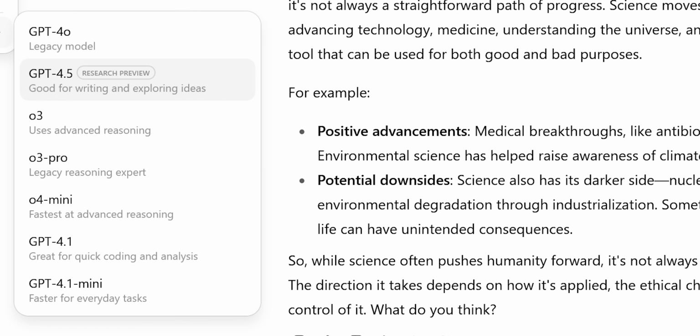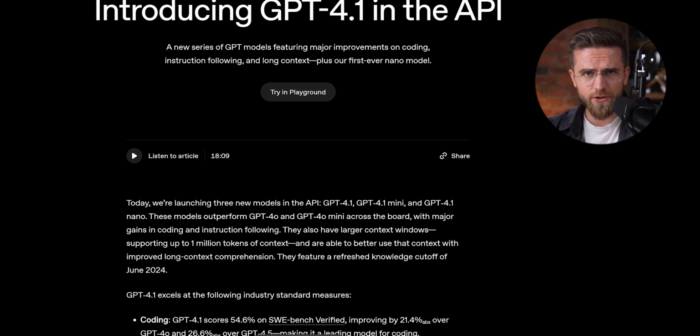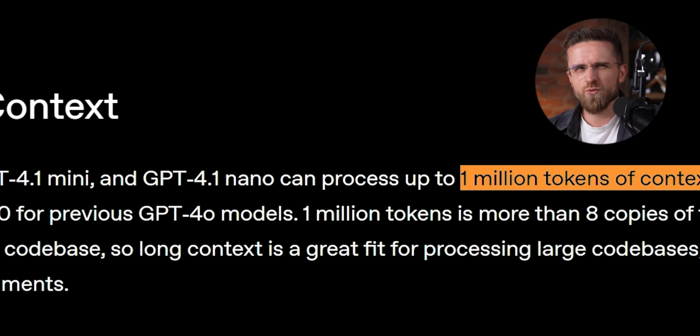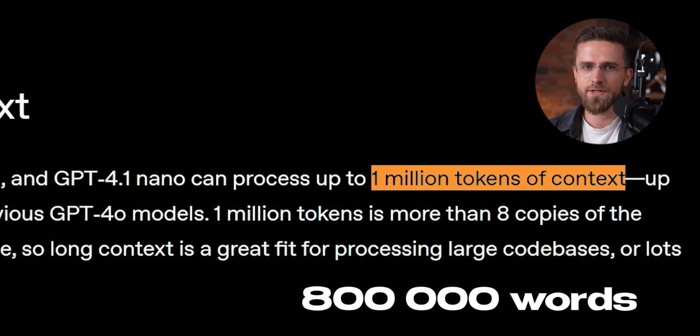Now I want to change course: 4.5 and 4.1. The 4.1 model takes everything the original GPT-4 did well and turns the dial all the way up. Sharper logic, cleaner code, and a huge 1 million token context window. Roughly 800,000 words. Drop an entire book, a stack of research papers, or a messy code base into the chat and it can keep every detail straight without losing the thread.